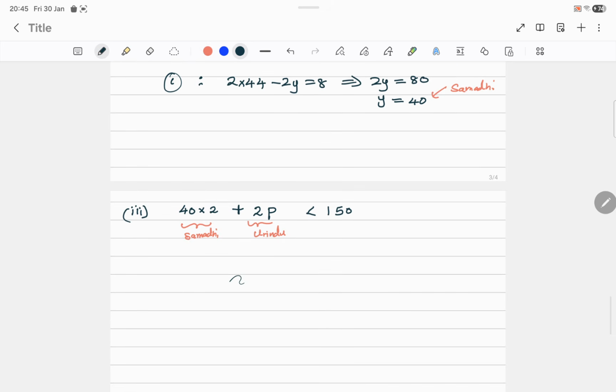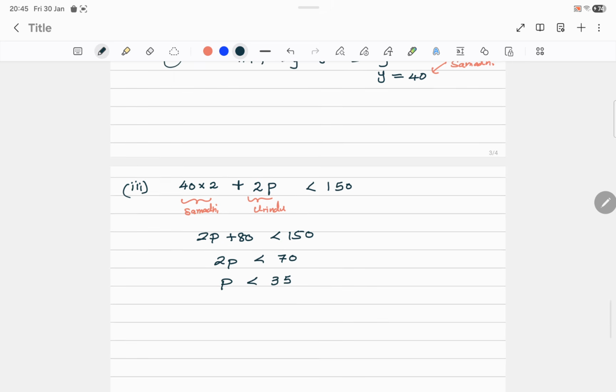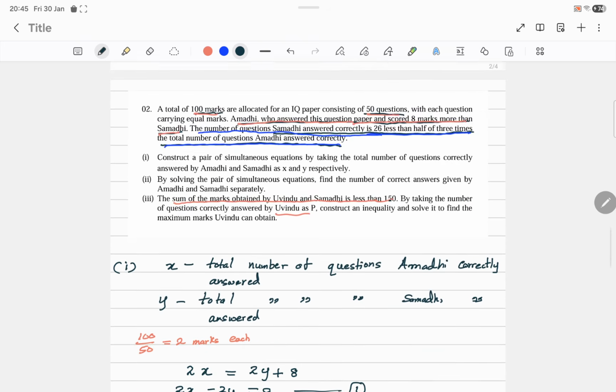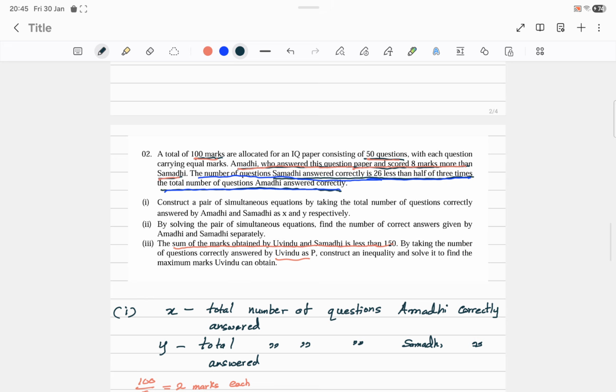Right. So then let's solve this. 2P plus 80 is less than 150. 2P is less than 70. So then P is less than 35. So Uvindu answered less than 35 questions, because P is the number of questions Uvindu answered. We constructed the inequality and we solved it.